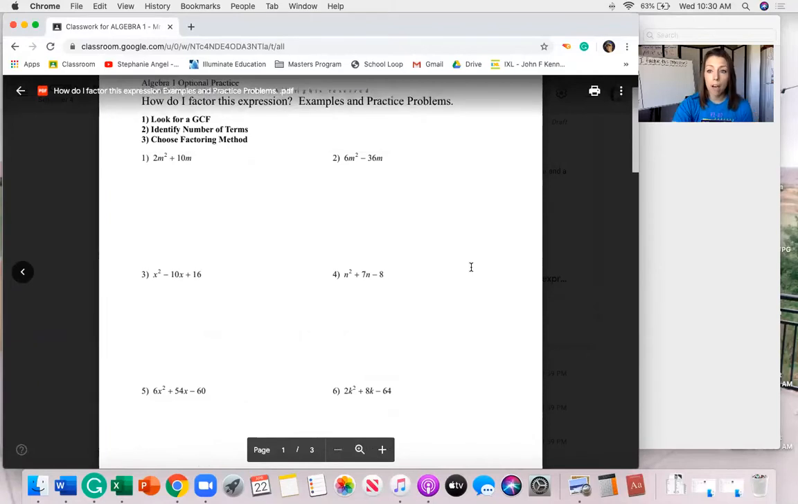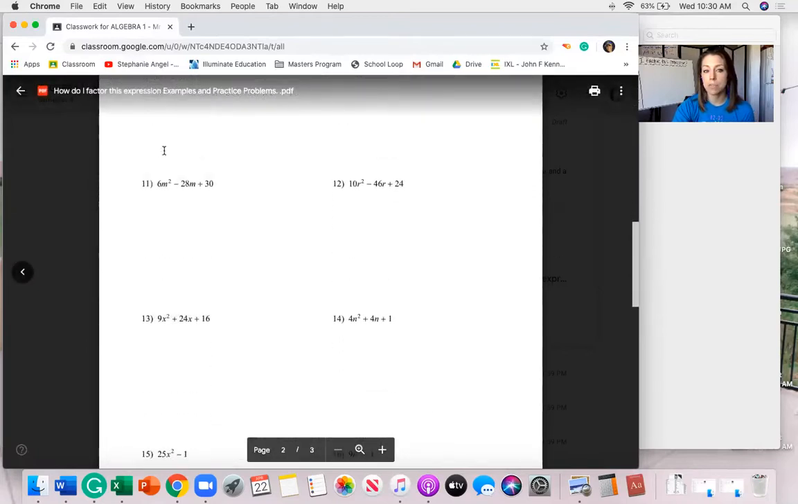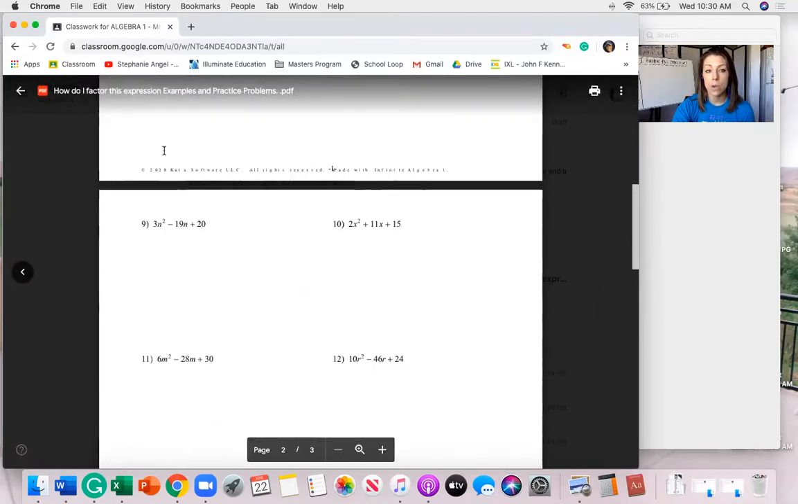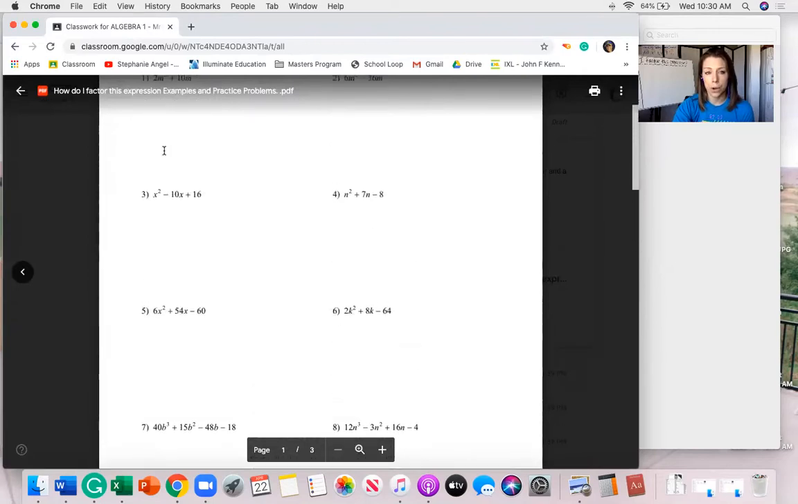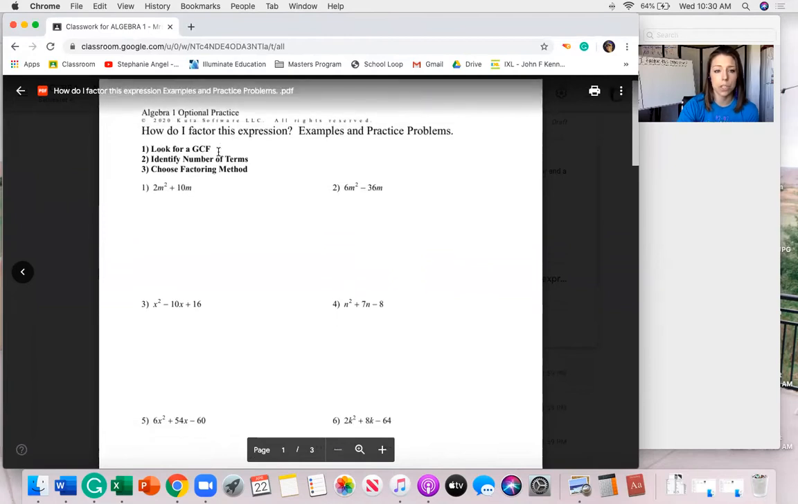So once you have all of this out, and if you don't have a printer, that's fine. Go ahead and write down all of these problems on pieces of paper, and then you can follow along as we go. Now, you'll notice that I don't give you very many instructions on this worksheet practice.